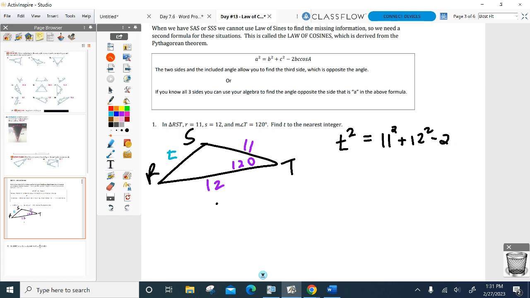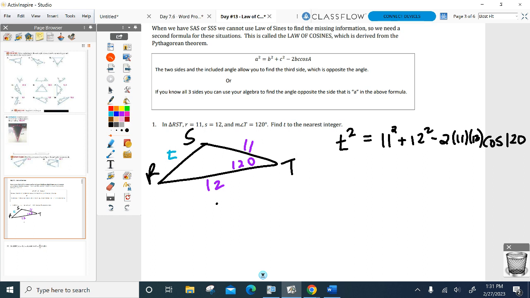Minus 2 B and C. Same B and C's I plugged in here, except I don't square them. 11 times 12. And now the finisher, the cosine of the angle we're talking about. Ellie, one more time. What's the angle?